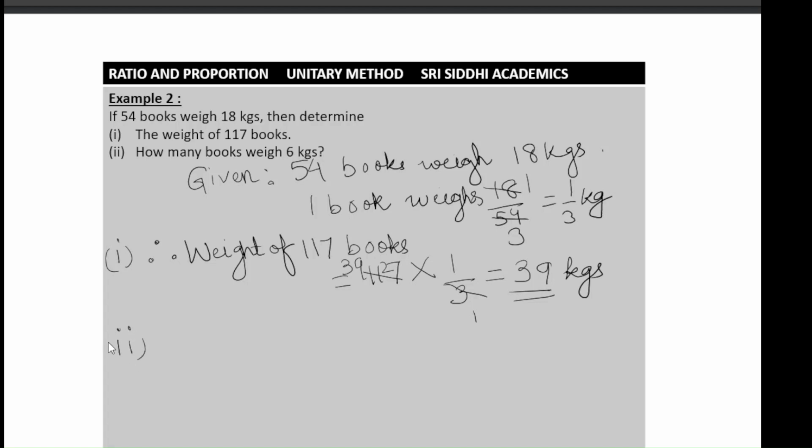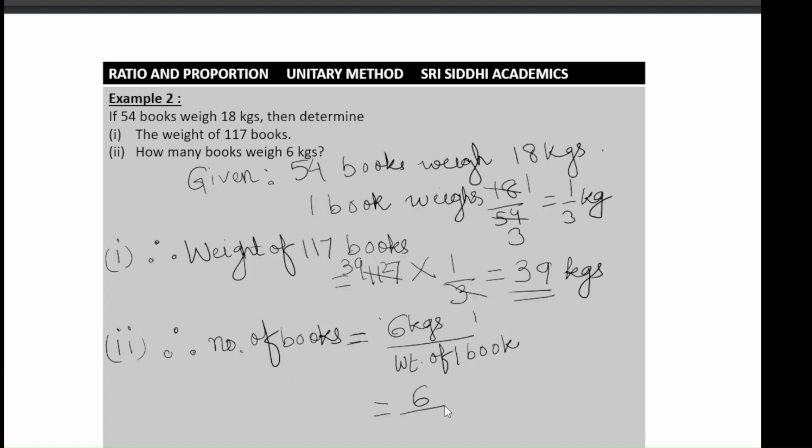Similarly, we will move to bit 2 and solve it. Bit 2 says how many books weigh 6 kgs. It's not asking the weight of books. The weight is given to us. It is asking the number of books which will weigh 6 kgs. In such a problem, how do we find the value? We will divide. What is the weight given to us? 6 kgs, right? If I divide 6 kgs by the weight of one book, will I not be able to find the number of books? Of course, I'll be able to find it.